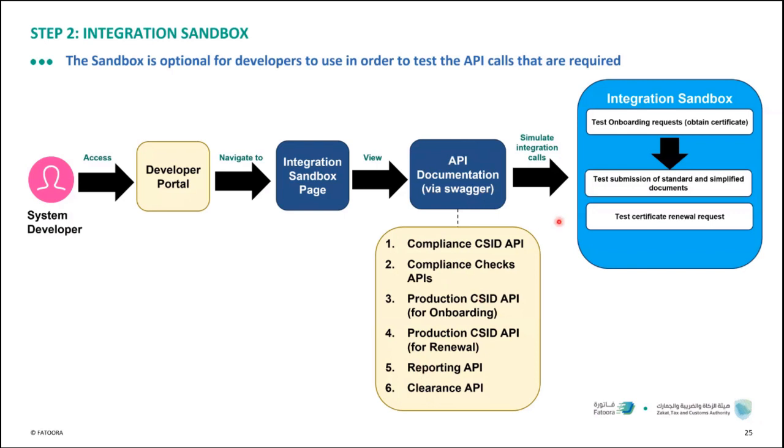And then you'll be able to simulate the integration code. So we're going to do some test onboarding requests. For example, you can test the submission of standard and simplified invoices, and you'll be able to test a certificate renewal request as well, all through the same environment. Of course, this is via Swagger. So on the portal itself, you can post or upload the commands or the API calls that you want to run, and you can run them on the portal itself to validate them. It doesn't have to be system to system. You can do it on the portal. However, we encourage doing it system to system to see how the two systems are integrating and communicating properly.